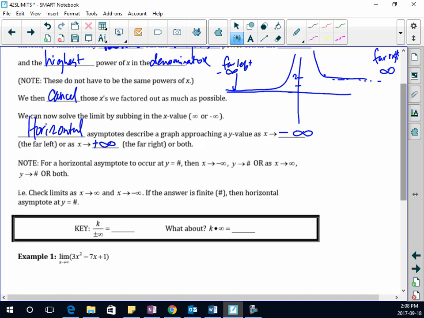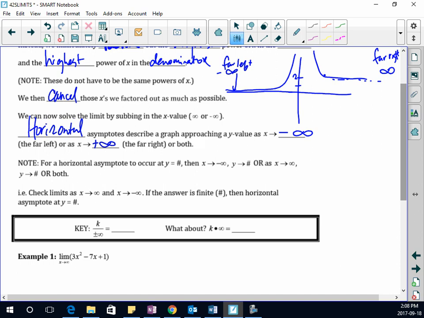So the key is, once we do this factoring out and canceling, how do you sub in infinity? Because infinity, what does that mean? Here's the key. If I have some number other than 0, well, it could be 0, as long as 0 is not on the bottom, and I'm dividing by either positive infinity or negative infinity, what do we actually get?